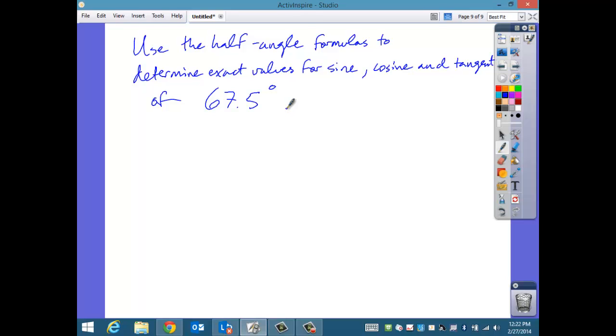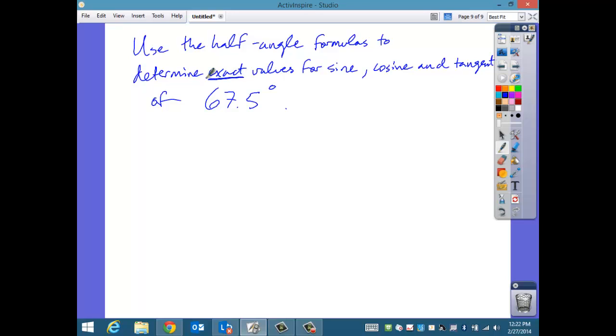Right, so here we go. This time we're being told which formula we want to use. We want to use the half angle formula, or one of them, or all of them, to determine sine, cosine, and tangent for this angle here. And notice it says exact values, right?